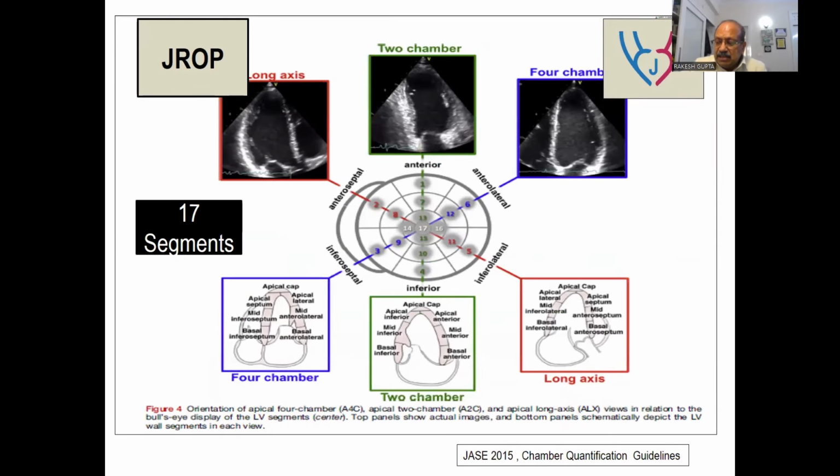Now from 16, we moved on to the 17 segment model. I told you last time also why we started talking of 17 segments. It's just a change of nomenclature. We wanted to match with nuclear scanning images. It's not a big thing. What we look at is anterior and inferior, anterolateral, inferoseptal, anteroseptal, inferolateral.